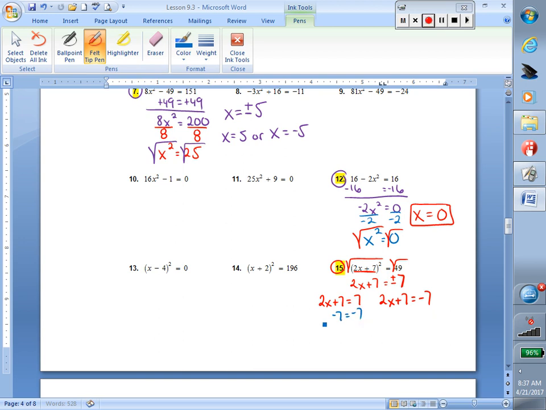Subtract 7 from both sides. We get 2x equals 0. Divide by 2. X equals 0. Subtract 7. 2x equals negative 14. X equals negative 7. So we do have 2 solutions, but in this case it's not just a plus or minus of the same number. We had to take the square root as our first step instead of our last step.